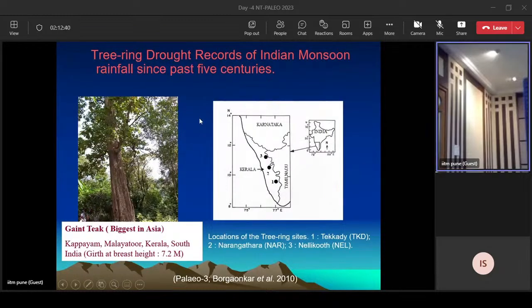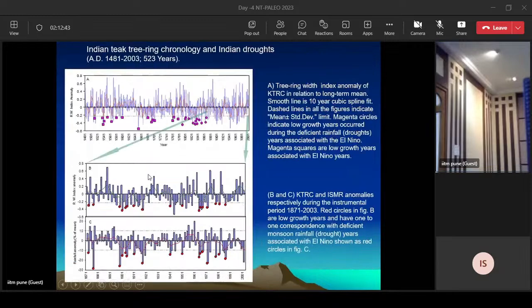And this is from Kerala. Here we could get the monsoon drought history of 100 years, from peak to peak.